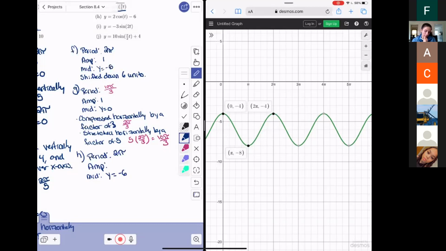So if our midline is -6 and our highest peak is -4, what is the amplitude? And keep in mind that the amplitude will always be positive. Two. How did you get 2? Because our midline is at -6, so to go from -6 to -4, we add 2.